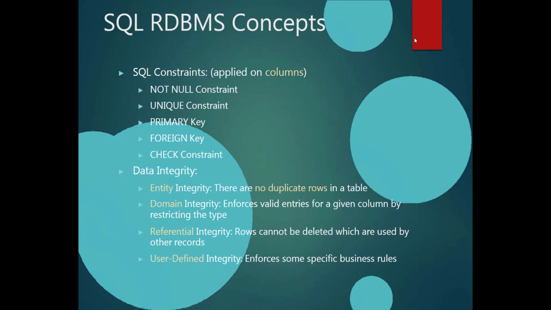Now RDBMS has data integrity constraints also, which define that a row will be defined with these rules, and these rules cannot be violated in this system. The first one is entity integrity, where it says that there are no duplicate rows in a table. Then there is domain integrity, which enforces valid entries for a given column by restricting the type. Then there is referential integrity, which says rows cannot be deleted which are used by other records. And the last one is user defined integrity, which enforces some specific business rules. So we will be seeing each one of them.